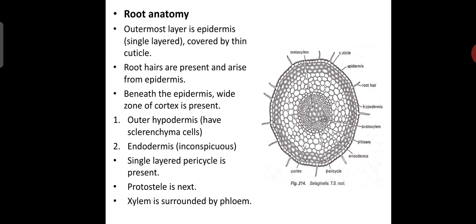Next, root. Outermost layer is epidermis, a single layer covered by a thin cuticle. Root hairs are present and arise from the epidermis. Beneath the epidermis, a wide zone of cortex is present. Outer hypodermis has sclerenchymatous cells. Endodermis is followed by a pericycle, a single layer, and the protostele is next to the pericycle, with xylem surrounded by the phloem.